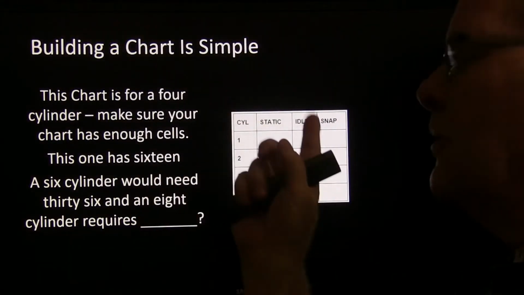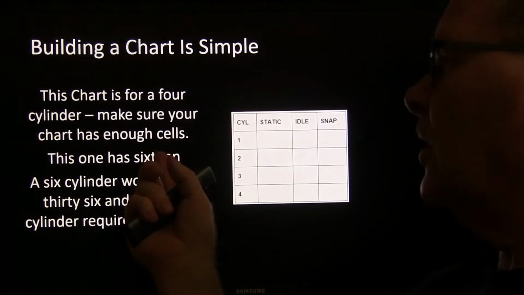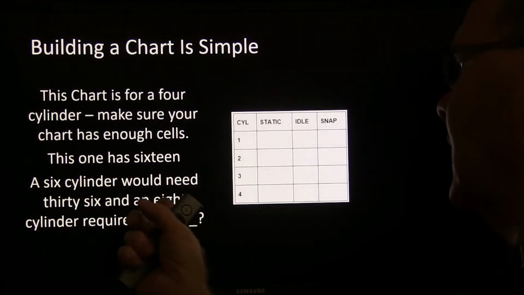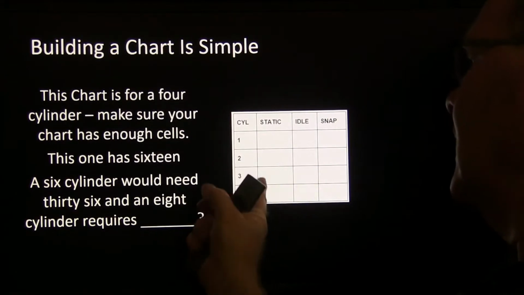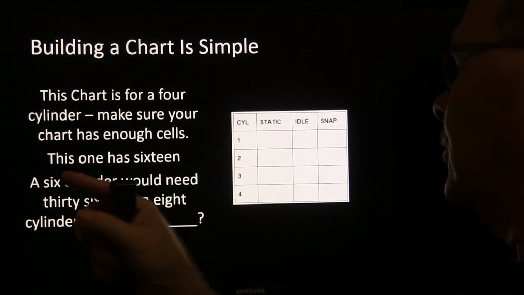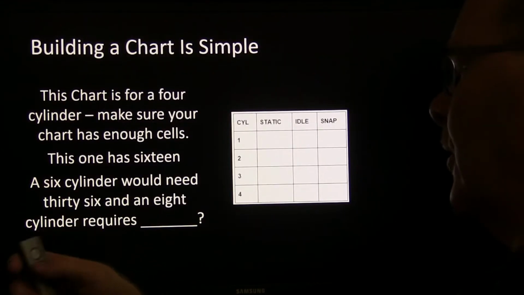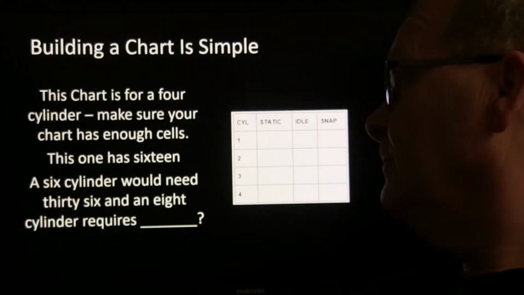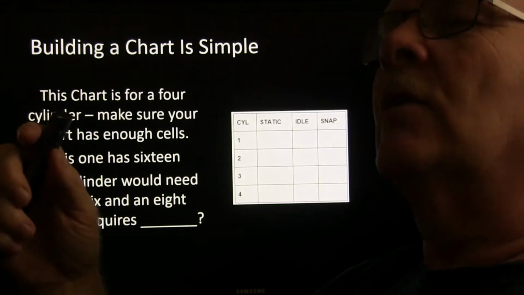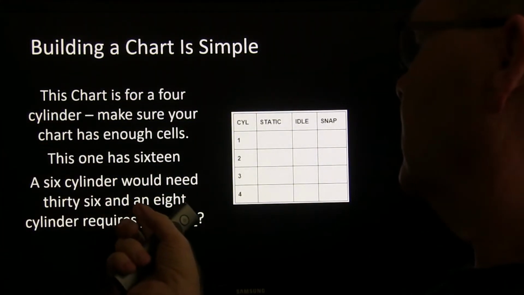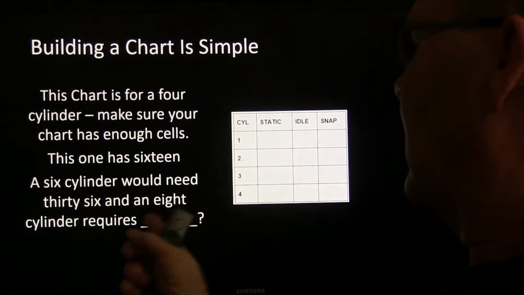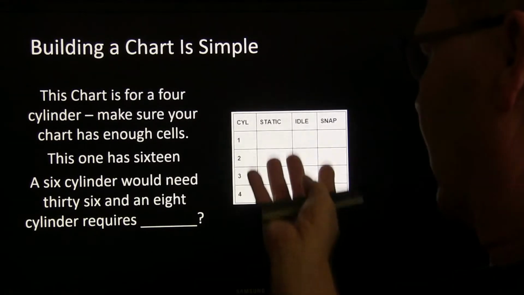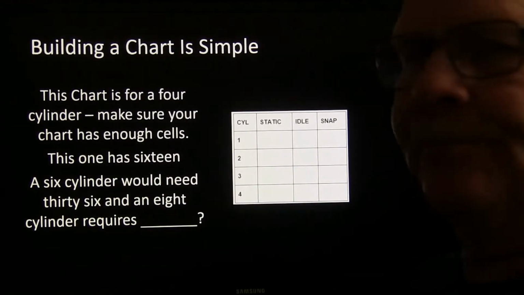Building a chart is really simple. This chart is for a 4-cylinder, so make sure your chart has enough cells. This one has 16, if you count these over here. It'd be 12 the other way. A 6-cylinder would be 36, and an 8-cylinder requires what? If a 4-cylinder has 4, what's 4 times 8? You do the math, figure it out. You can tell if you've got enough. You've got 3 columns here: static, idle, and snap.